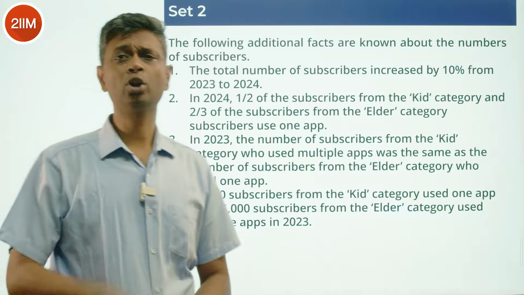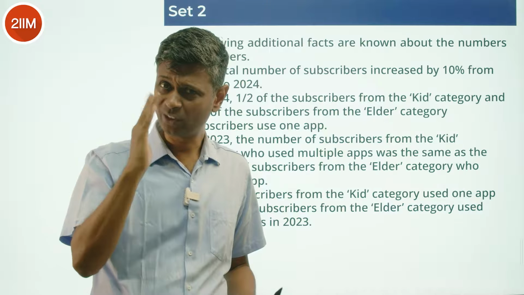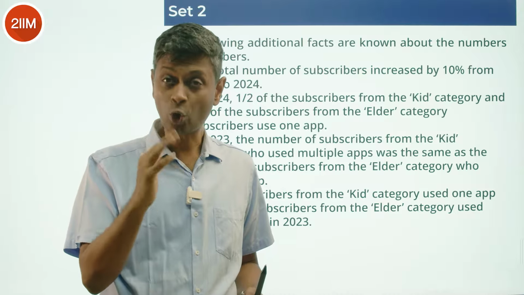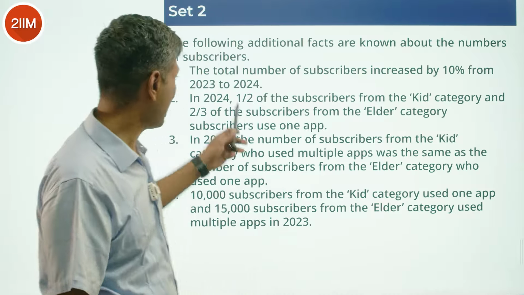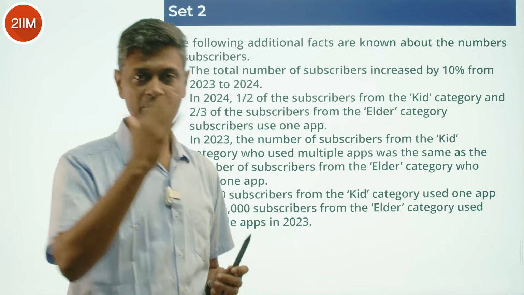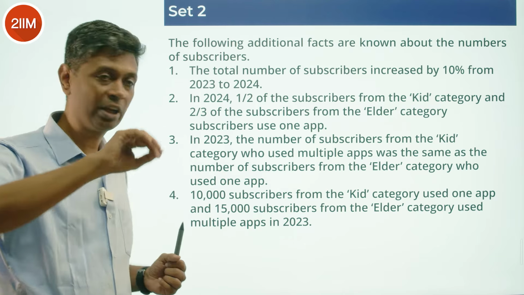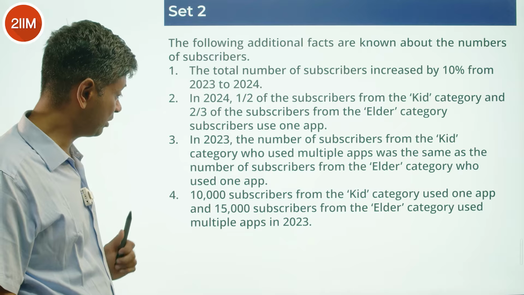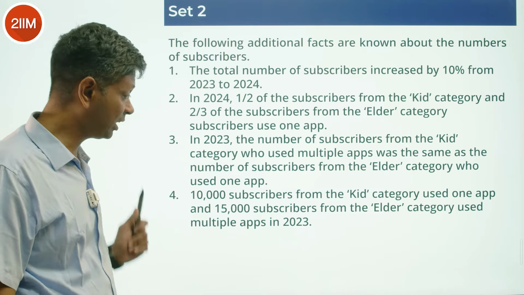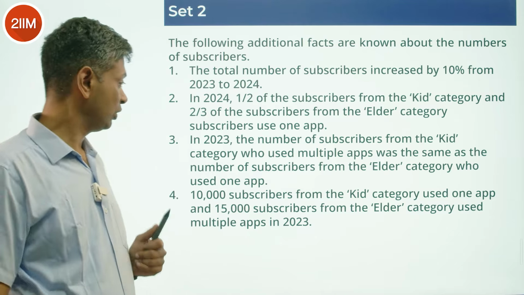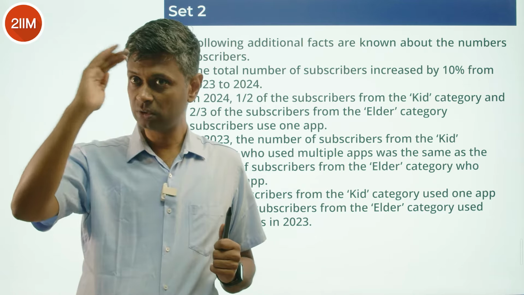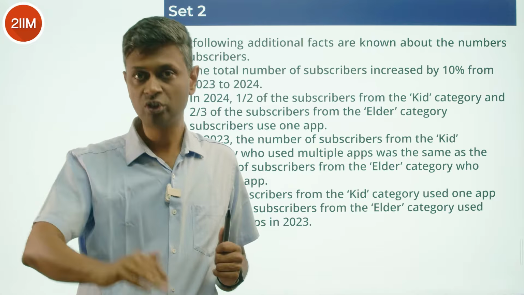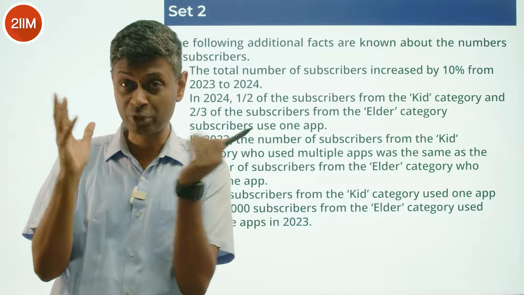So we're thinking about 23 and 24. We have one as X, one as 1.1X in terms of total. With percentages, we can get kid and elder overall numbers. And then with this half and 2/3, we can get one app and multiple apps. Others we'll worry about later on. 10,000 subscribers from the kid category used one app and 15,000 from the elder category used multiple apps in 2023. And so we're going to say 23, 24, kid, elder, one app, other app, others, total. That's our way of capturing this data.